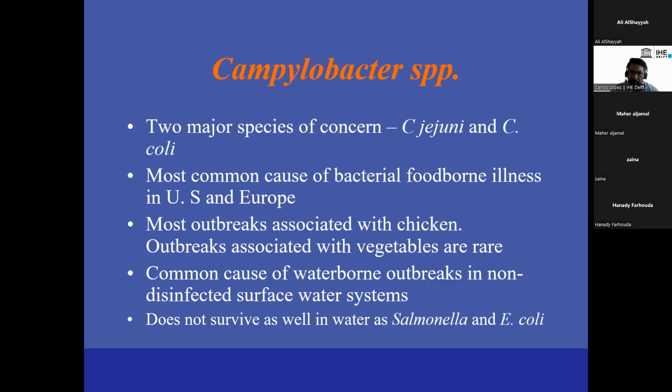We have the Campylobacter. There are two major species that are important and related to diseases: the Campylobacter jejuni and the Campylobacter coli. Also very common in the United States and Europe. Many of them are related to chicken. Not so much to vegetables. They are also very much related to the consumption of drinking water that has not been well treated.